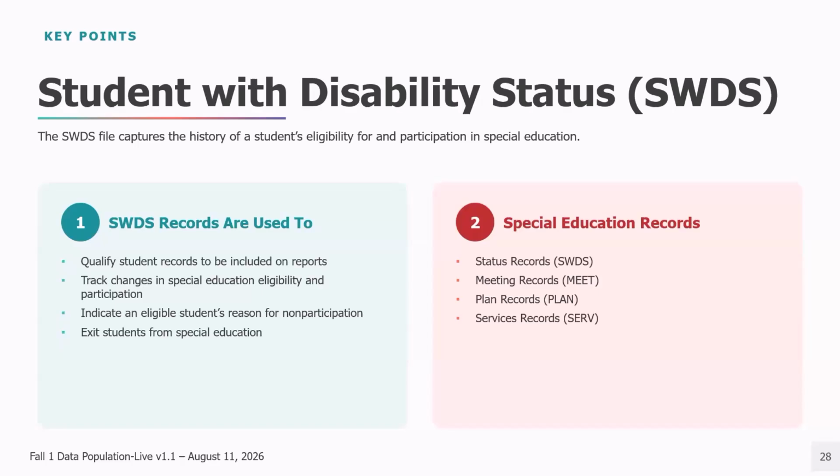The record must meet these date conditions to appear on the Fall 1 report. So status effective start date is on or before the report date. Status effective end date is on or after the report date, or is still active.